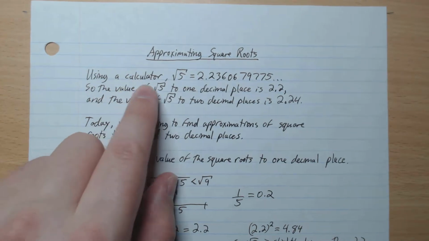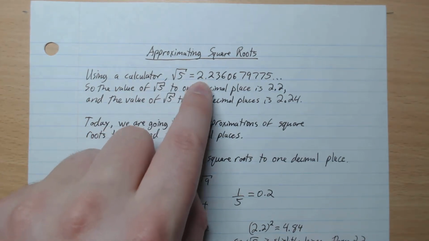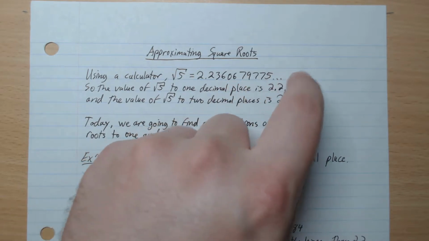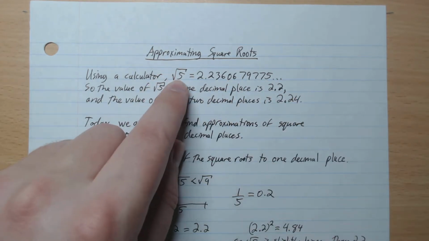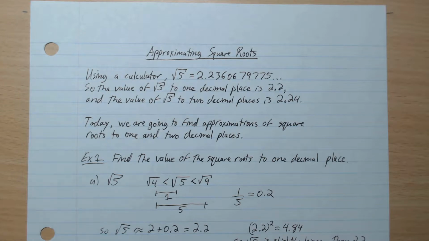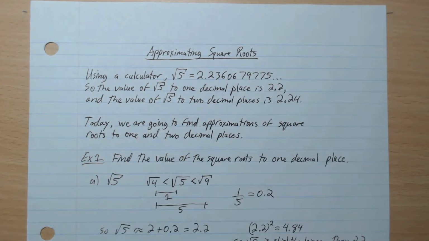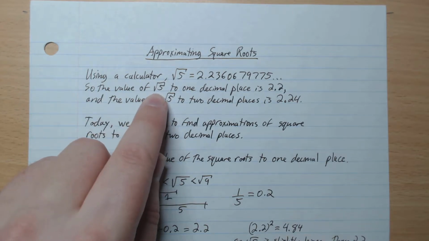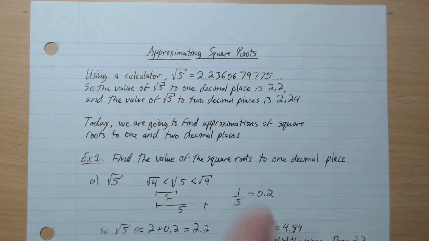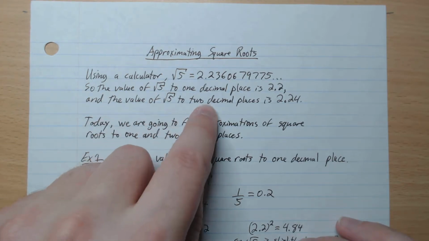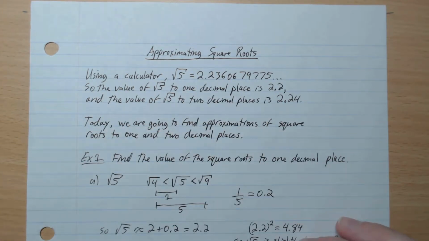So using a calculator, root 5 is 2.23606797775, and it keeps going on forever. Square root of 5 is an irrational number, so the decimal is non-repeating and continues forever like that. And so the value of square root 5 to one decimal place is 2.2, and to two decimal places is 2.24.